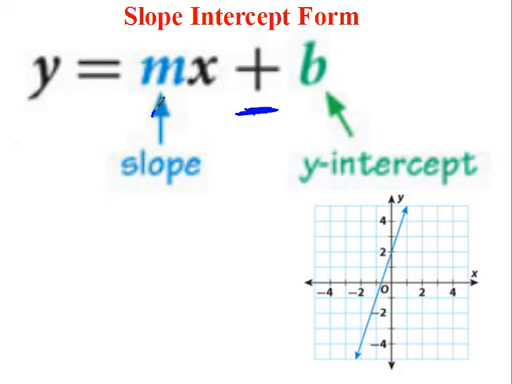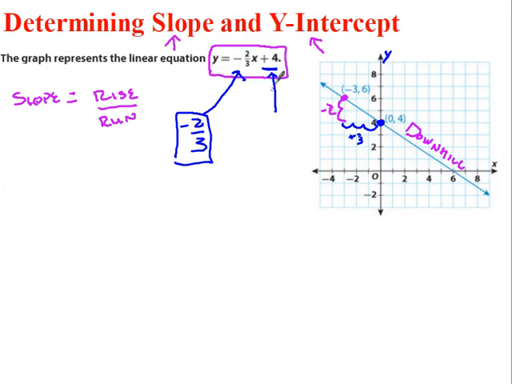So make sure we know that y equals mx plus b. My m represents my slope. My b represents my y-intercept. So going back over here, my slope was negative 2/3, and then my y-intercept was this positive 4. And when this is negative, let's say that the graph crossed the y-axis right here.